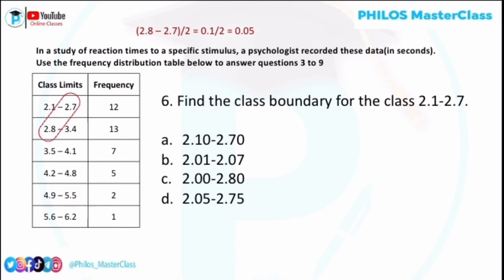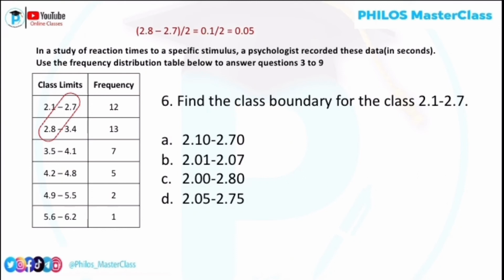Pay attention. You were asked to find a class boundary for the class 2.1 to 2.7, isn't it? So 2.1 is the lower class limit, isn't it? And 2.7 is the upper class limit. So let's say 2.1 is Peter and 2.7 is Paul. Now you see the 0.05, we're going to rob it from Peter, which is the lower class, and pay it to Paul, which is the upper class.